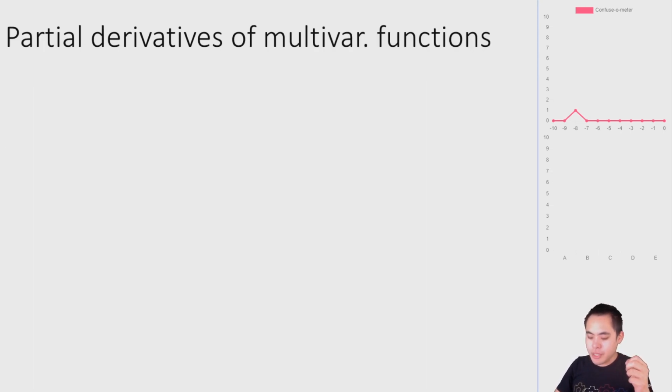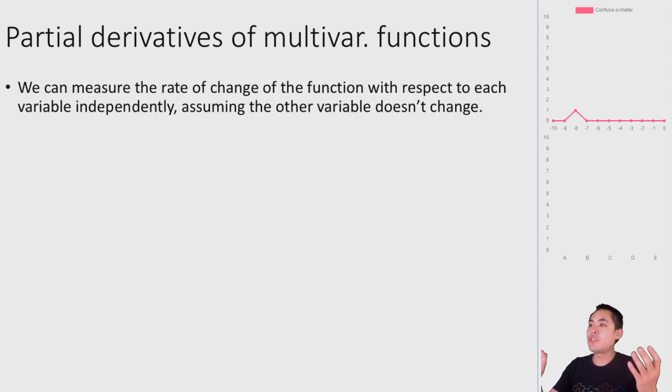But now, what happens when you have a multivariable function? What we can do is measure the rate of change of the function with respect to each variable independently. You have an x variable and a y variable. You can ask how the function f changes as the x variable gets bigger, or as the y variable gets bigger.